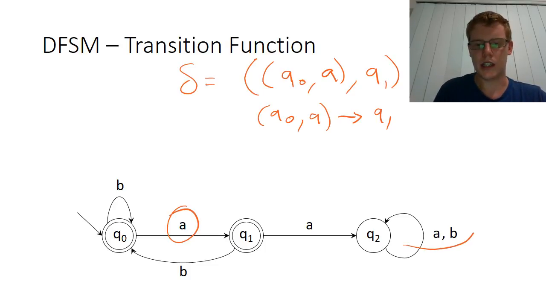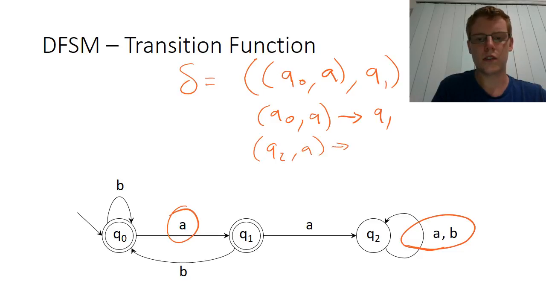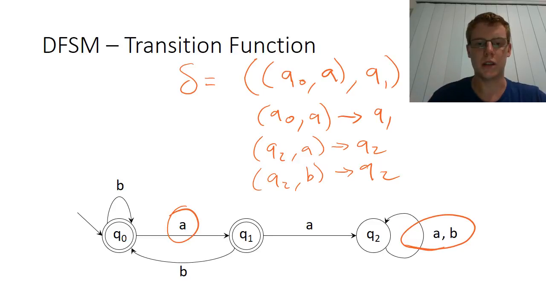This transition here, whilst it looks like one transition, is actually two. Q2 with an A goes to Q2, and Q2 with a B goes to Q2. There must be an element in delta for every state and every symbol for every state.